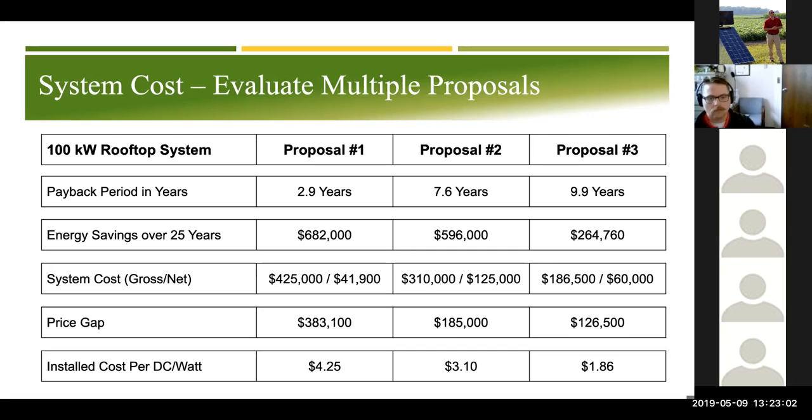And then to tell the rest of the story or put a ribbon on these examples here, if you really break down the installed cost per DC watt based on their gross system cost, we're comparing now $4.25 per DC watt for proposal 1 versus $1.86 per DC watt for proposal 3. And long story short, I can say that this farmer did select proposal number 3, and it's been installed and operating very well for 2 years now.